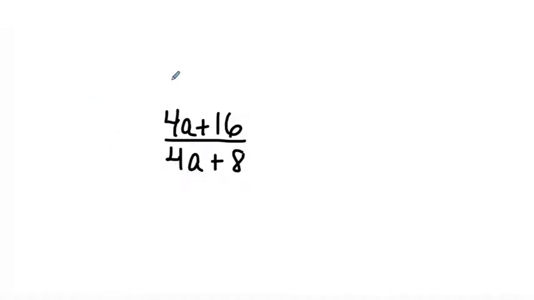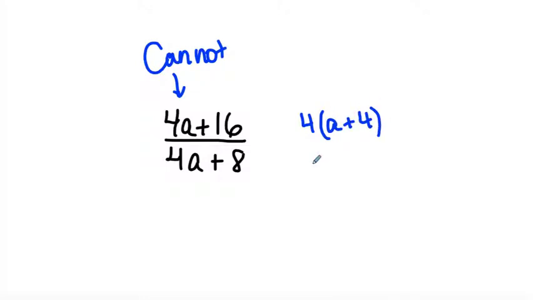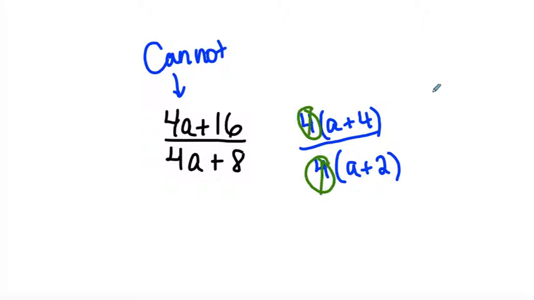All right, you're back. You cannot cancel the 4a's. Why? Because the expressions have addition and subtraction in both the numerator and the denominator. So you have to factor out a 4 in the top, giving me a plus 4, and you factor out a 4 in the bottom, giving me a plus 2. Now, the a plus 4 and the a plus 2 are not the same type of expression, so you cannot cancel them. But these 4's are being multiplied. They're monomials being multiplied to that quantity, so you can cancel them. So my answer would be a plus 4 all over a plus 2. That's how you simplify algebraic fractions.